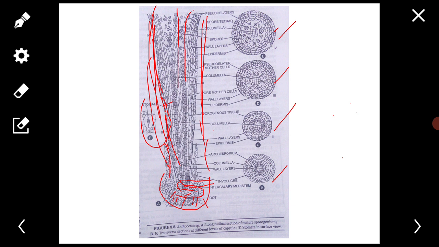The wall layers within the epidermis consist of large elongated chlorenchymatous cells, means containing chloroplasts, with intercellular spaces. All the cells of the wall of capsule possess single chloroplasts, nucleus, and pyrenoids. So they are thus green and photosynthetic.